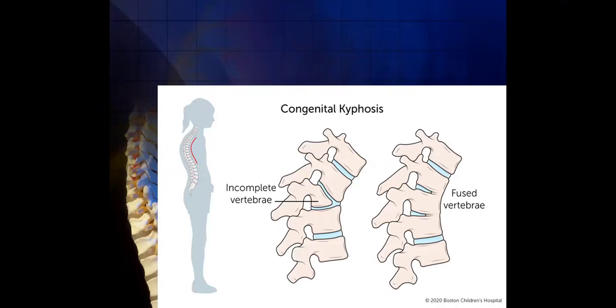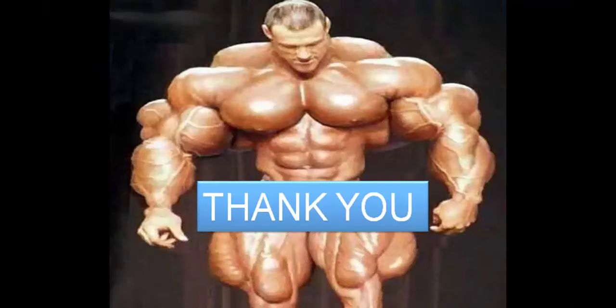Here is a condition which sometimes may be congenital, known as congenital kyphosis, meaning the person has some incomplete vertebra, and that incomplete vertebra may lead to increased kyphosis, and that is present by birth. That's why it is known as congenital kyphosis. The reason may be two: it may be due to an incomplete vertebra, or it may be due to a fused vertebra. In both cases, it will be called congenital kyphosis due to the fused vertebra or the incomplete vertebra.